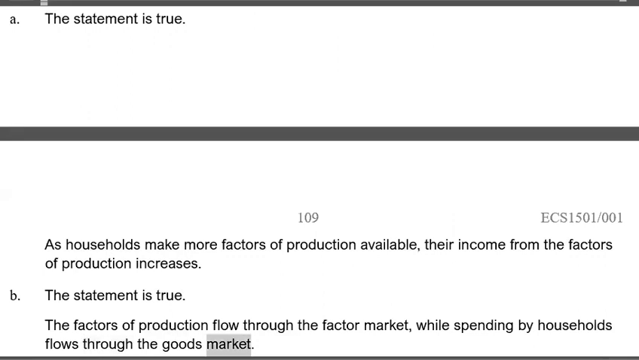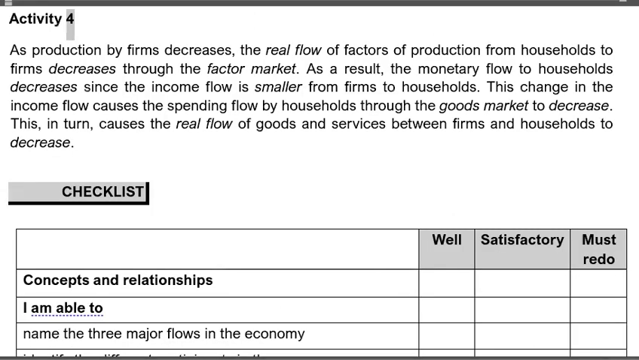Activity 4. As production by firms decreases, the real flow of factors of production from households to firms decreases through the factor market. As a result, the monetary flow to households decreases since the income flow is smaller from firms to households. This change in the income flow causes the spending flow by households through the goods market to decrease. This, in turn, causes the real flow of goods and services between firms and households to decrease.